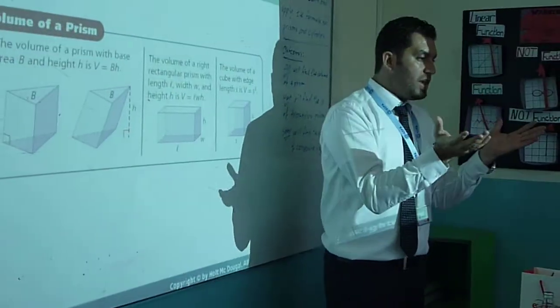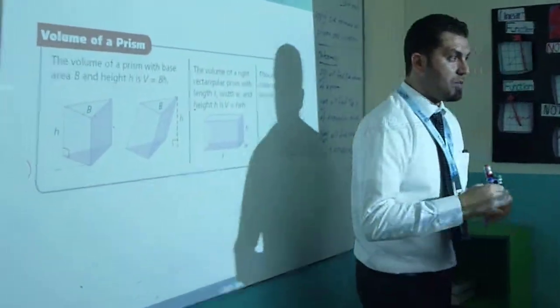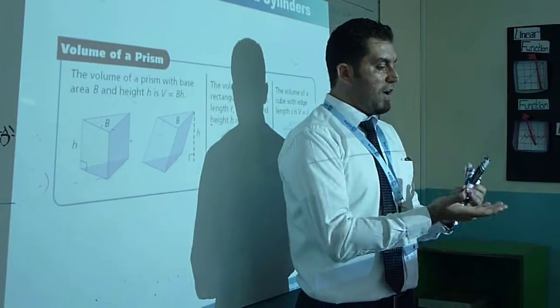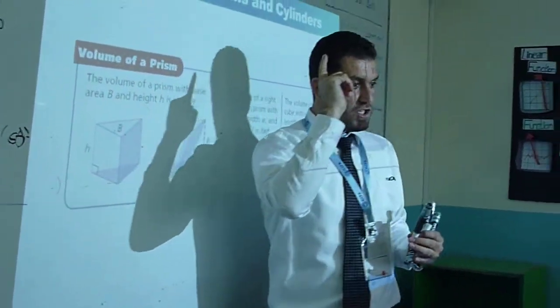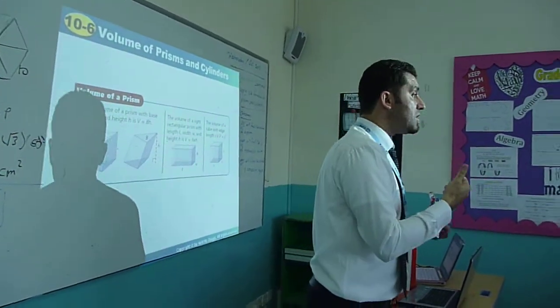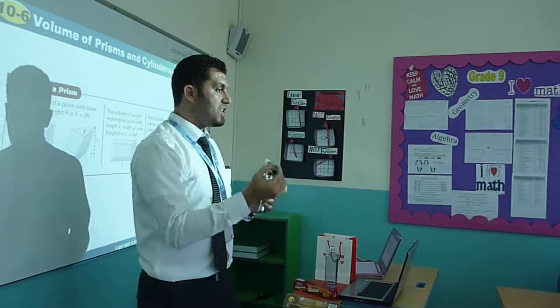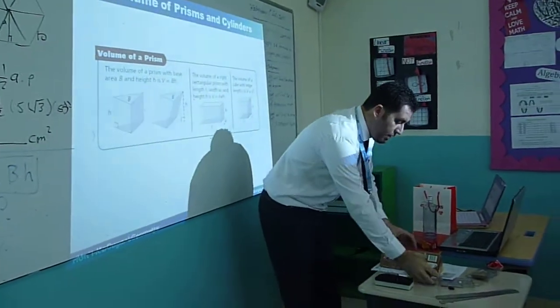The idea of the formula is base times height. Whatever the base, find the area of the base, then times the height. And there is a condition here: both must use the same units. If it's centimeter, centimeter. If it's meter and centimeter, convert from one to the other. Clear?